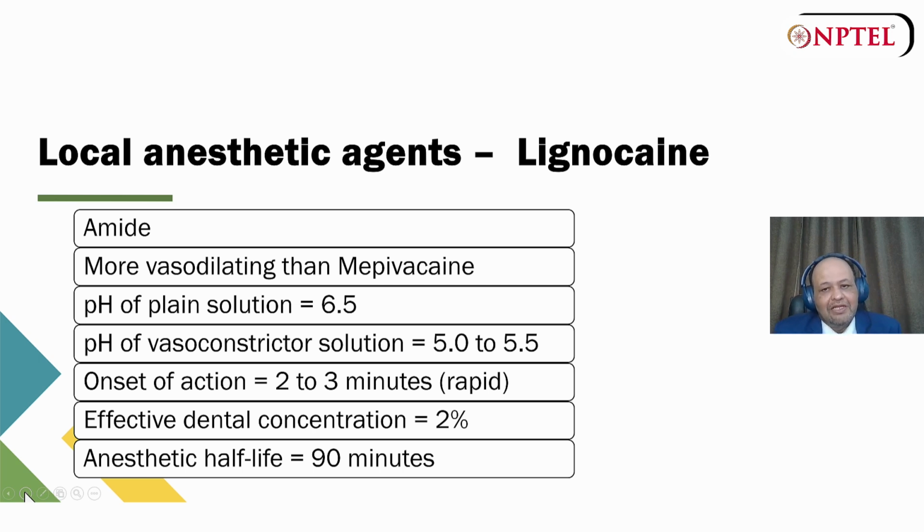The local anesthetic agents, when we come to it, comprise the amide group, which is the most common one. It is more vasodilating than mepivacaine. The pH of the plain solution is 6.5. However, when we add a vasoconstrictor, it becomes 5 to 5.5. That means it's pretty acidic. The onset of action is 2 to 3 minutes, which is pretty good. It is rapid. And the effective dental concentration that we use is 2%. The anesthetic half-life is 90 minutes.